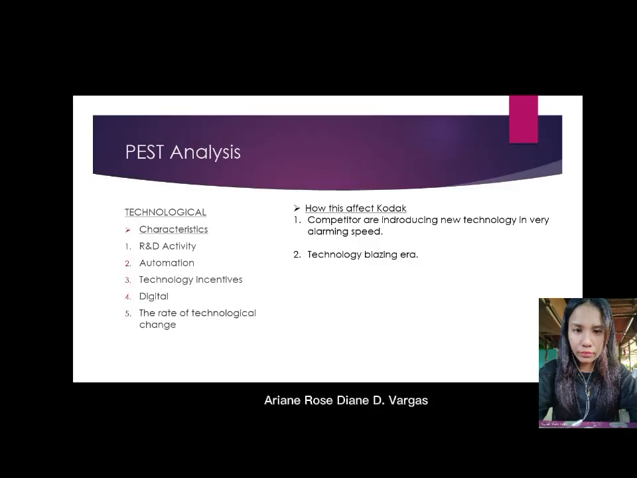I am Arian Rose Dayan Vargas, and the next PEST analysis is technological. So what are the characteristics of technological? First is R&D activity, automation, technology incentives, digital, and the last one is the rate of technological change. How does this affect Kodak? Competitors are introducing new technology at an alarming speed.